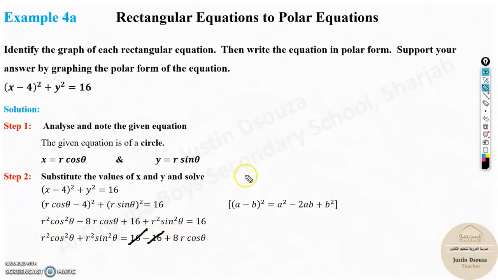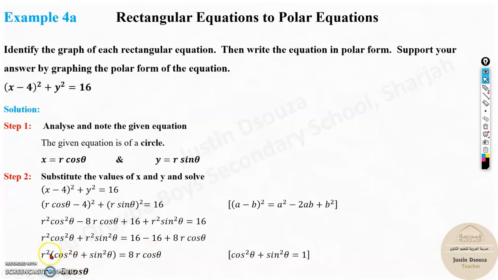But what about over here? Now you must remember sine square theta plus cos square theta equals 1, which we studied in the previous terms in trigonometry. This is a very important Pythagorean identity. It's sine square theta plus cos square theta equals 1, or cos square theta plus sine square theta is equal to 1. So that is what we will do. Remove r square common over here. What is remaining? Cos square theta plus sine square theta. This is equal to 1. And over here, 16 cancels.